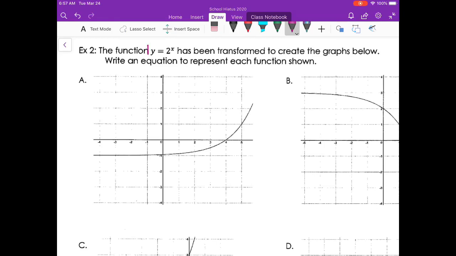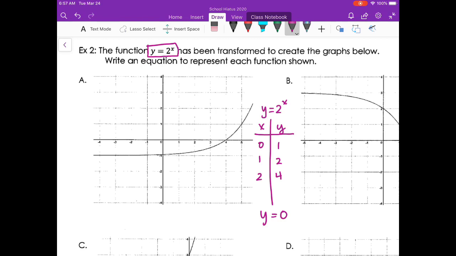In this example, we're going to be identifying transformations on the parent function y equals 2 to the x. Let's take a look at the basic table for the parent function with a base of 2. 2 to the 0 power equals 1, 2 to the first power is 2, and 2 squared is 4. The equation of the asymptote is y equals 0.